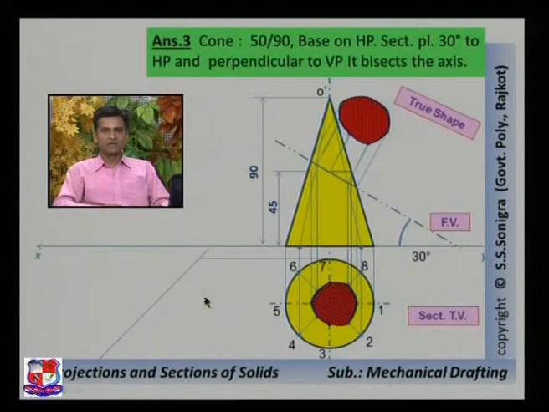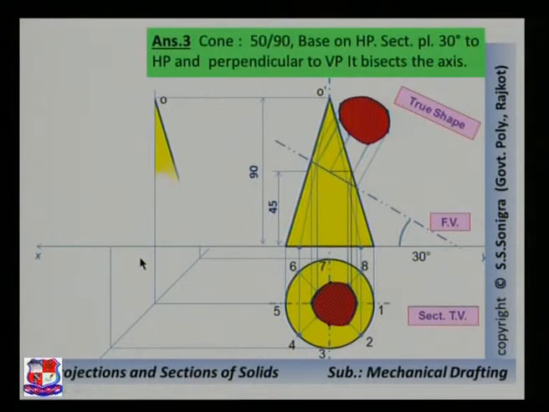Draw a horizontal line from all the points, and a vertical line from point 3 like this, and a horizontal line from the apex point O dash, and a projection line from this apex point over here, and join these 3 points. This triangle represents the side view of this cone.